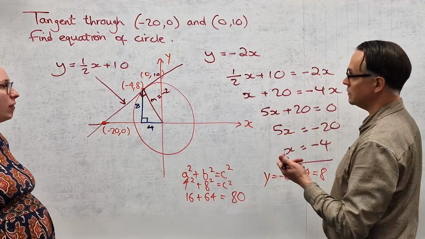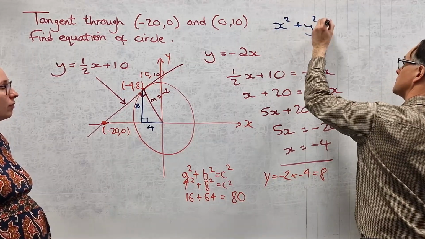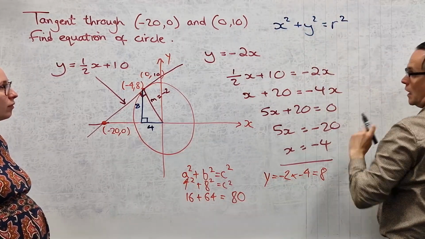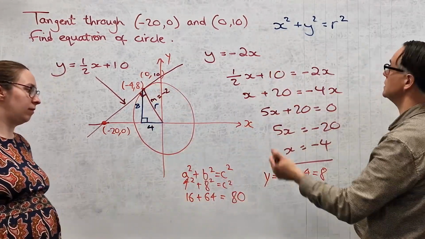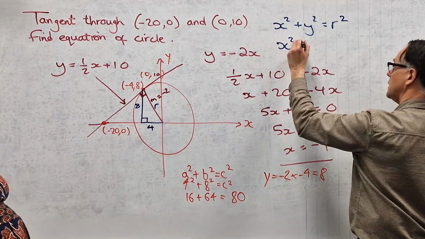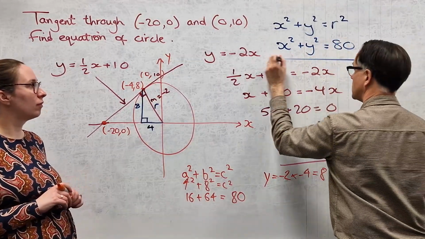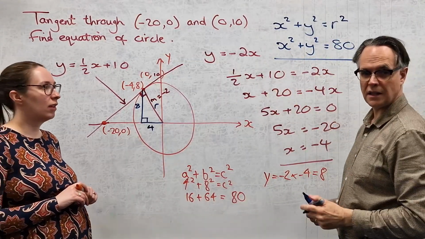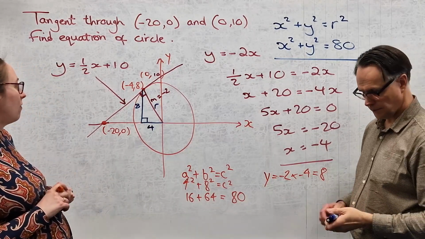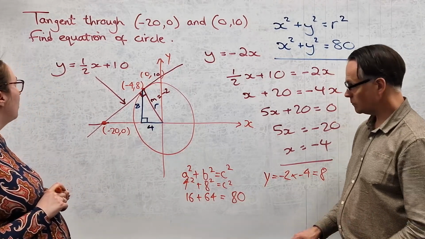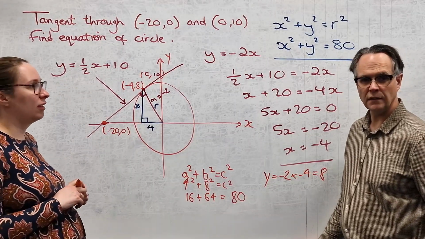For the equation of a circle. Yeah. So if the equation of the circle is x squared plus y squared equals r squared, where this is r, r squared, which is 80, x squared plus y squared equals 80, and that's it. And we're done. So once again, we started by just sketching the diagram and then going with the flow. We didn't really know that this is what we had to do.